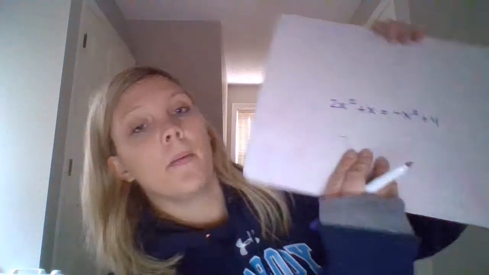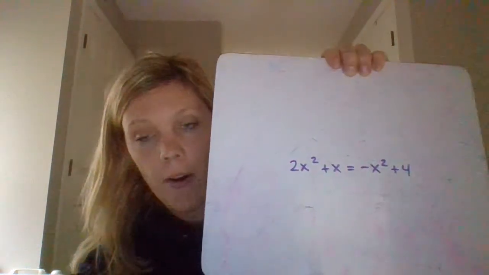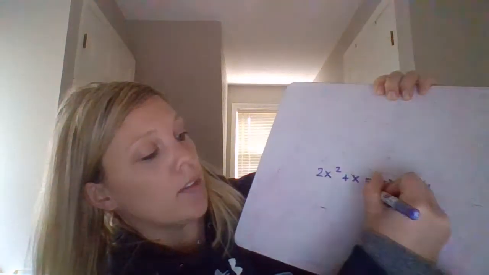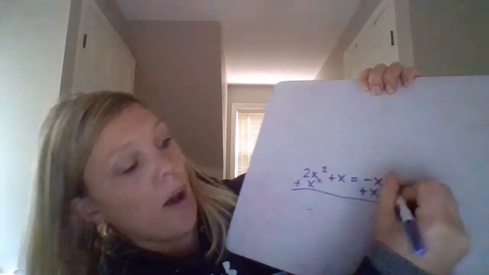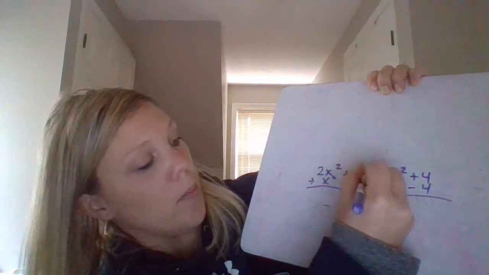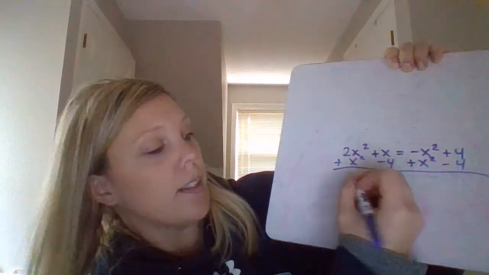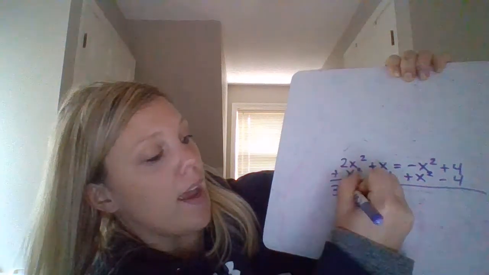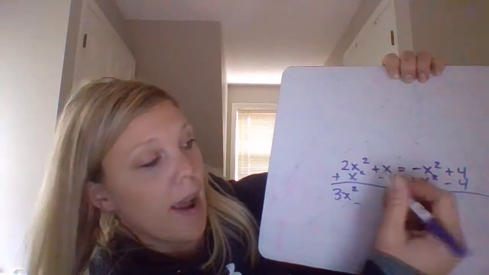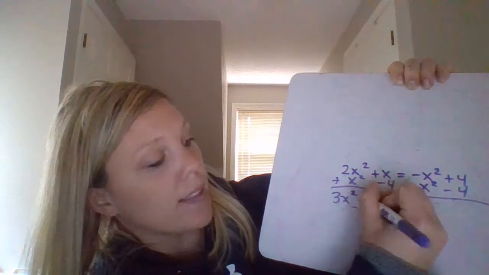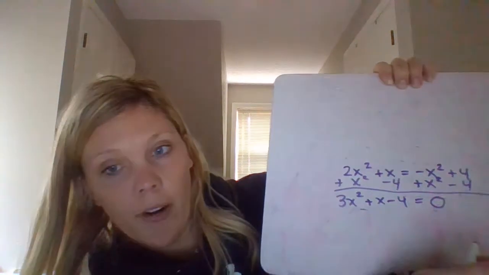Okay, so in this problem here, again, similar to that question, you want to make sure you set it equal to 0. So that means I'm going to add x squared to both sides. I'm also going to subtract 4 from both sides. So I can add up the x squares because they're like terms. I have 2x squared plus another x squared to get 3x squared. In your example, you also want to add the x's. So those are like terms. But for my example, I'm going to keep the x plus x and then write -4 at the end. Set that equal to 0.